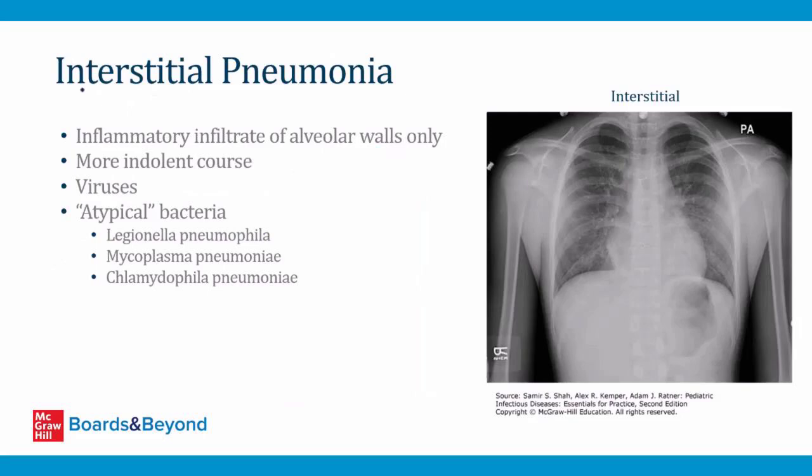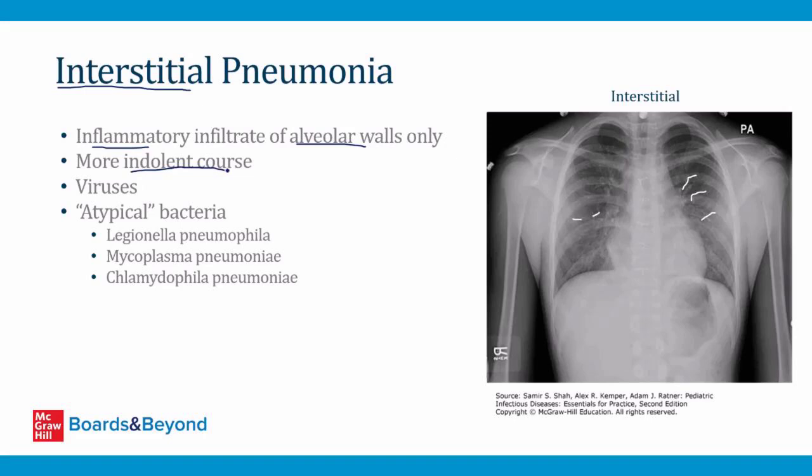And then the third pathologic form of pneumonia is interstitial pneumonia. In this form of pneumonia, the inflammatory infiltrate involves the alveolar walls only. If you look at this chest x-ray on the slide of a patient with interstitial pneumonia, you can see these little white wispy sort of things that are spreading out from the heart sort of into the lungs. That's evidence of infection of the interstitium, the tissue that surrounds the alveoli. You can get a similar pattern in interstitial lung disease, which I talk about in the video on restrictive lung disease. And interstitial pneumonia typically has a more indolent course.